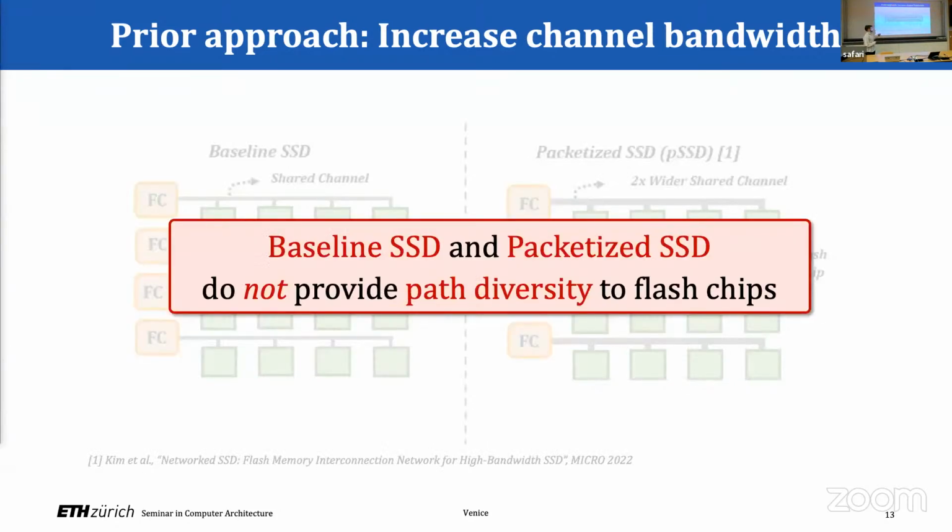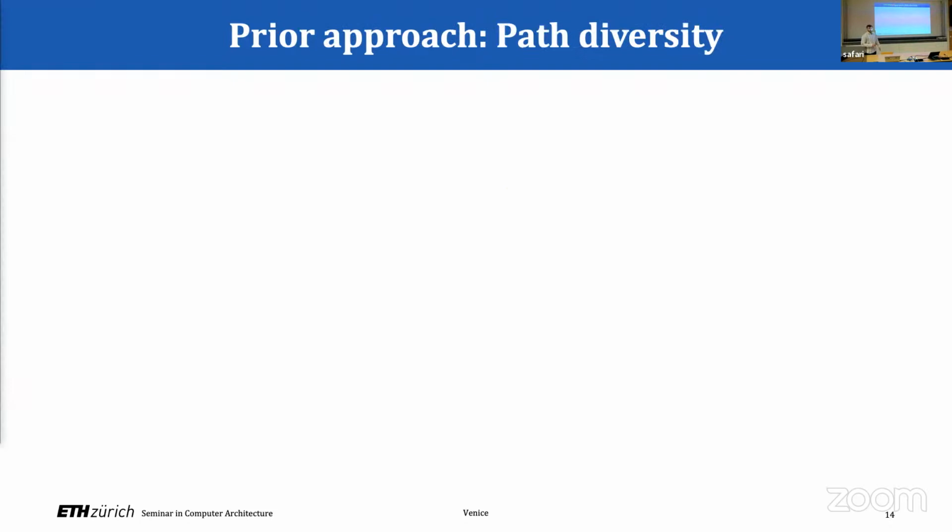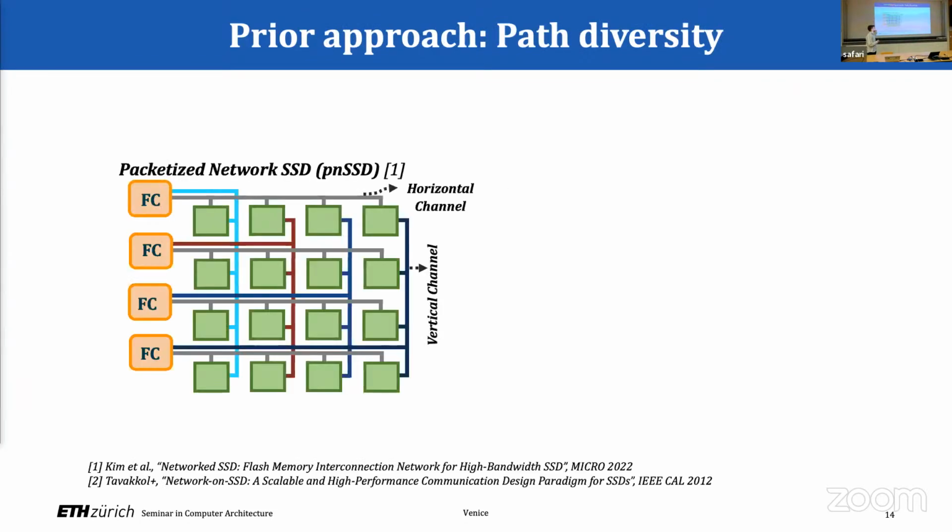Therefore, the baseline SSD and the packetized SSD both cannot provide rich path diversity, since the number of channels connected to each flash chip and flash controller is still the same. Also, making the channel 2 times as wide has a huge cost overhead. So one approach would be to increase path diversity, for example the packetized network SSD.